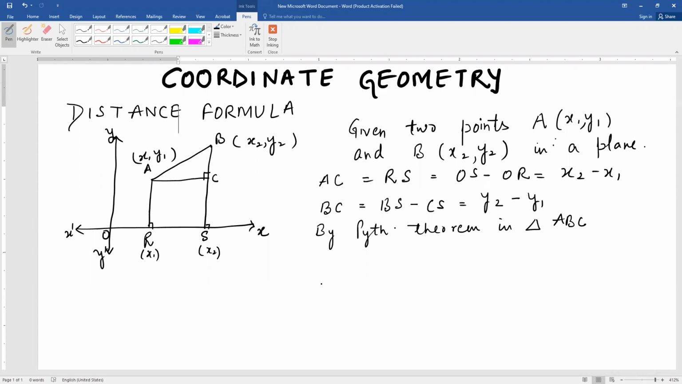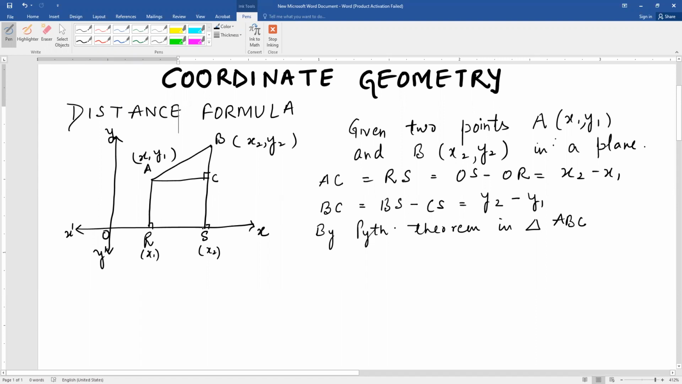Now these 2 points A and B are given in this plane. We draw perpendiculars from A on the x-axis and from B on the x-axis at points R and S. Similarly, we draw AC perpendicular to BS so that this triangle ABC becomes a right angled triangle. Now what is AC? AC is nothing but RS because these are all parallel lines.